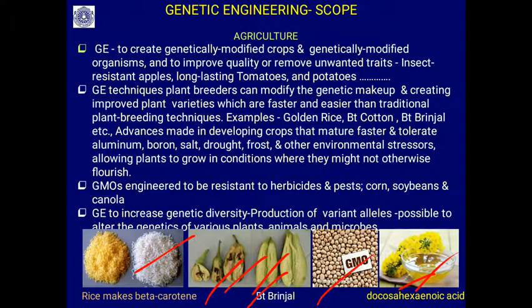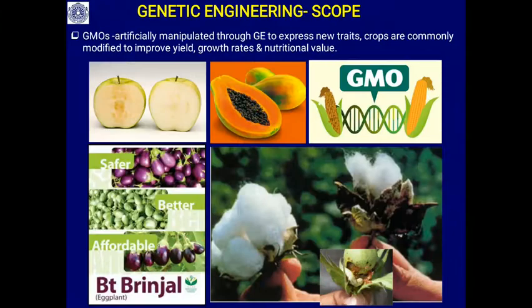So canola, this is what you can see. We can increase the genetic diversity, production of variant alleles; it is possible to alter the genetics of various plants, animals and microbes. So through this, this is what you can see, genetically modified. This is the engineered one. Similarly, the increased pulp content. Similarly, you will find the quality in the maize. And BT brinjal.